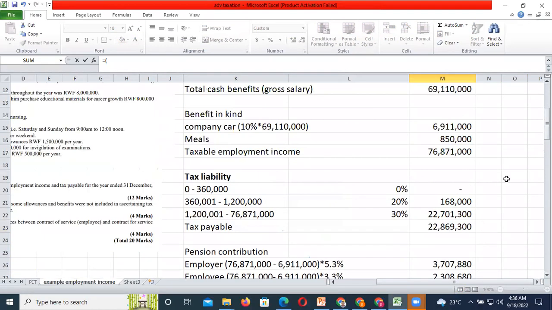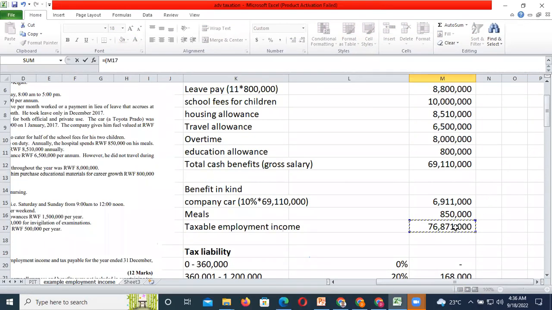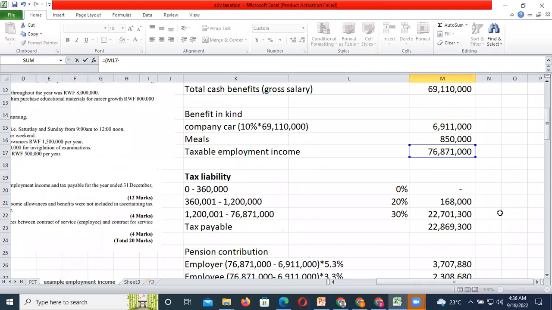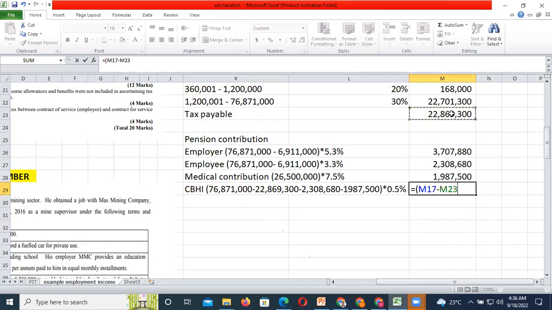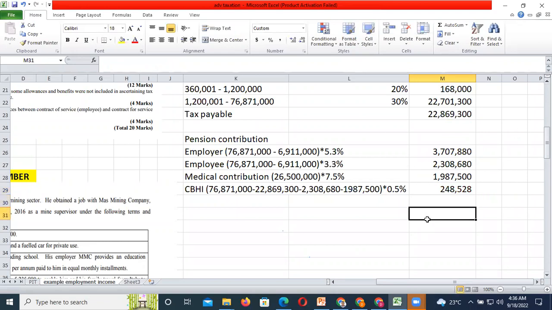So it's going to be this minus this minus this minus this, then multiply by 0.5%. So that is the total contributions that are going to be.